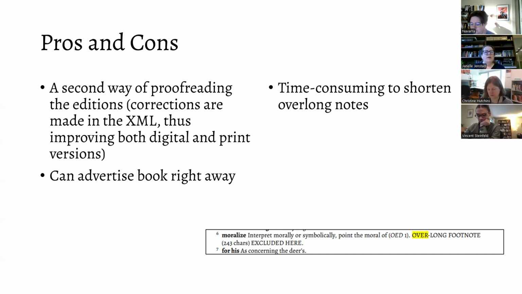In order to correct the print on demand book or the PDF, corrections are made in the XML. So those corrections will actually improve both the digital and the print versions at the same time. It also means that you can advertise the book right away from the edition homepage. You can include a little thumbnail of the cover and encourage people to click on it, and make sure that everybody knows that they've got this other option.